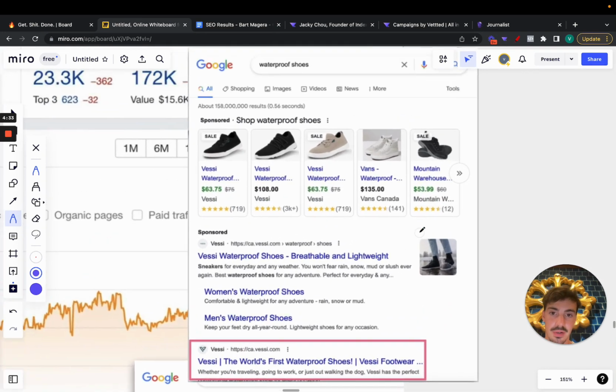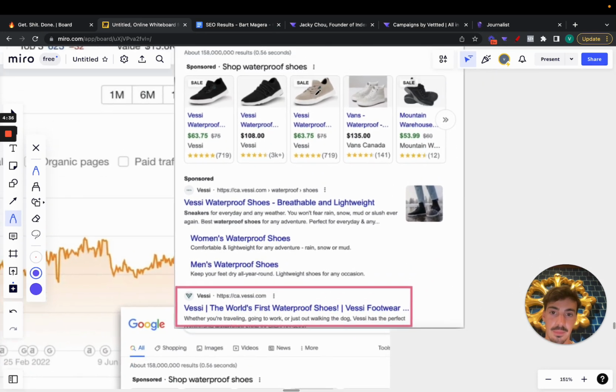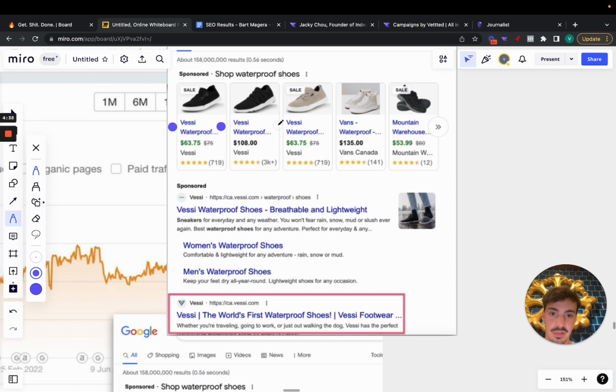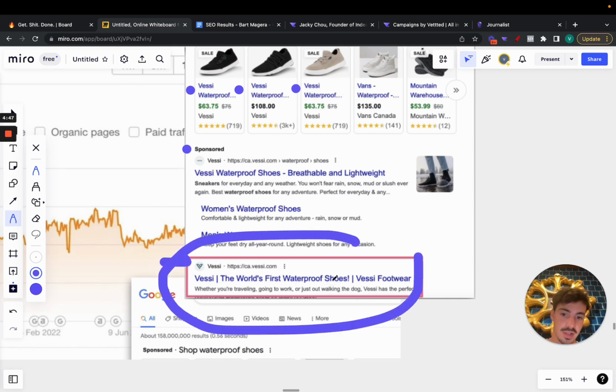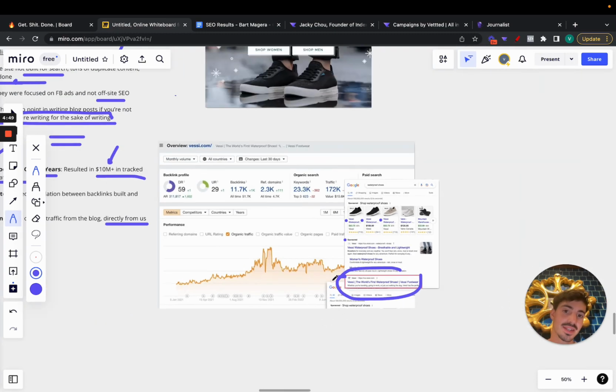And right here for waterproof shoes, of course, they have the ads here, Vessi. Some of these aren't even, all these are ads, sorry. Again, Vessi, but organically, Vessi again for waterproof shoes, right? The world's first waterproof shoes, Vessi footwear. Okay, so this is it.